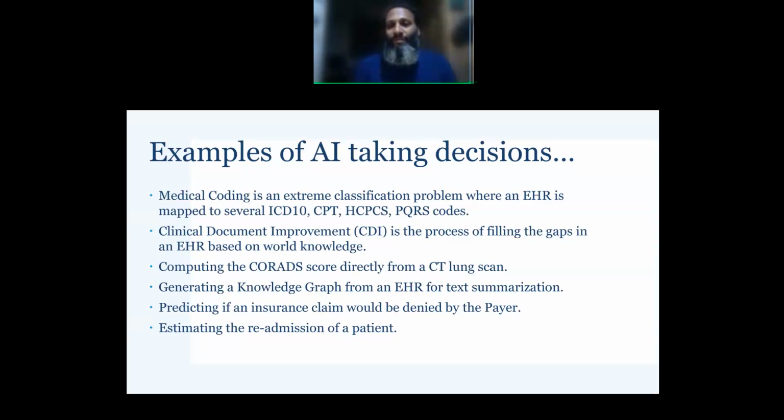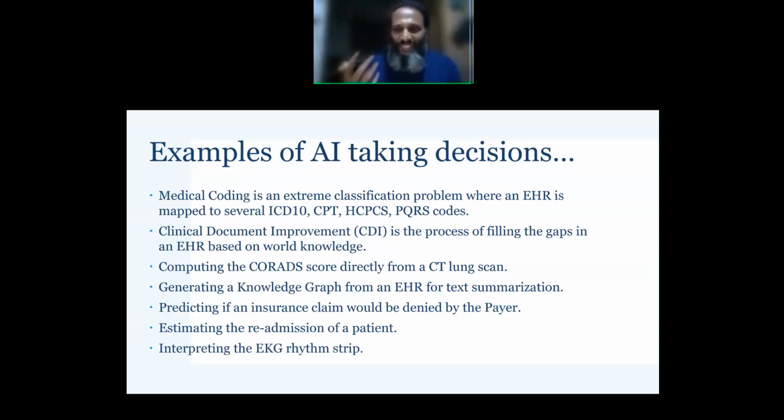And let's say compute cohorts from the CT lung scan. RPA cannot do it, right? And generating knowledge graph for summarization, not possible. And predicting if an insurance claim would be rejected by a payer based on the claim data. Think about it. And estimating the readmission of an inpatient. So what is the chance of this patient coming back again? Not possible. But there are a lot of research papers on this topic, by the way.